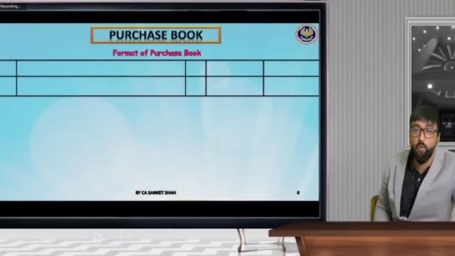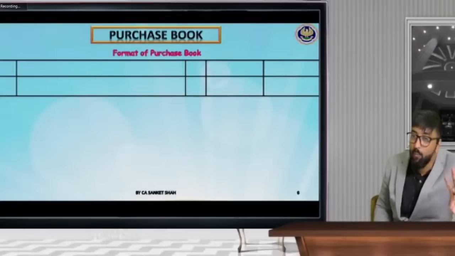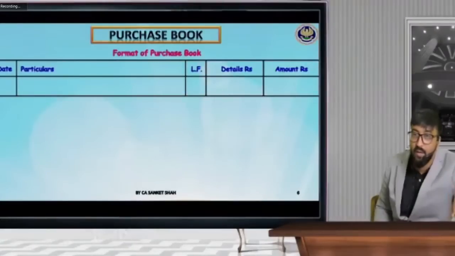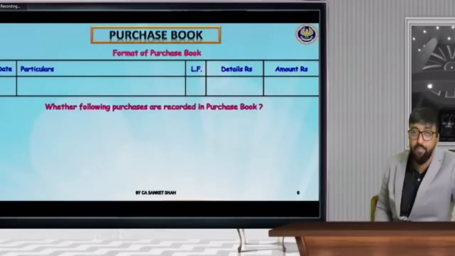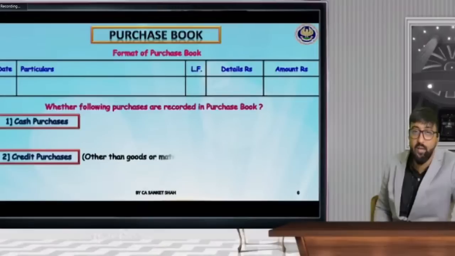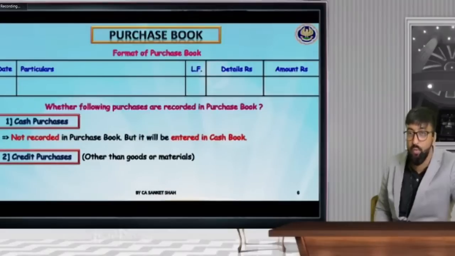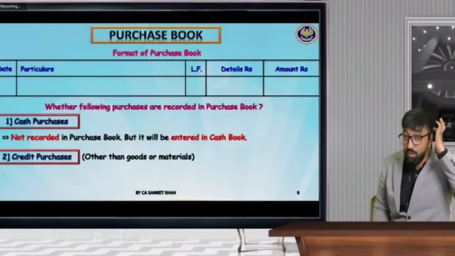Purchase book format. Now there are 2 formats in your study material: serial number or date, particulars, LF. You are going to post it in LF, details, amount. So whether the following purchases are recorded in purchase book: cash purchases, no. Credit purchase other than goods, no.